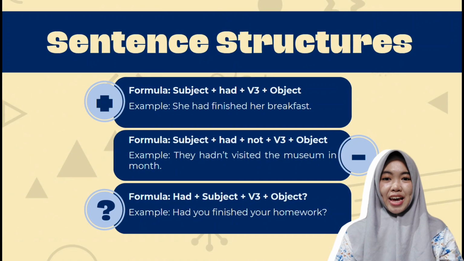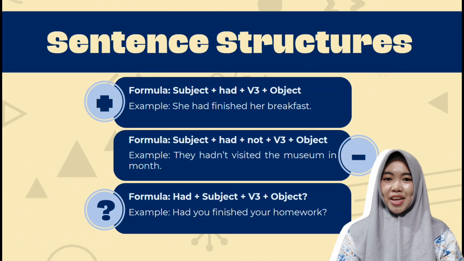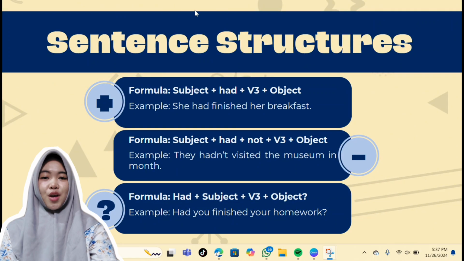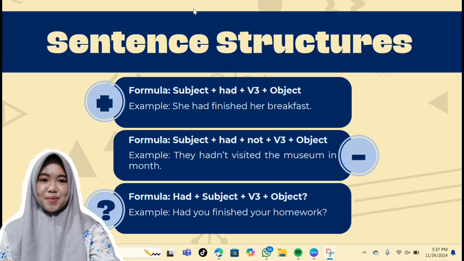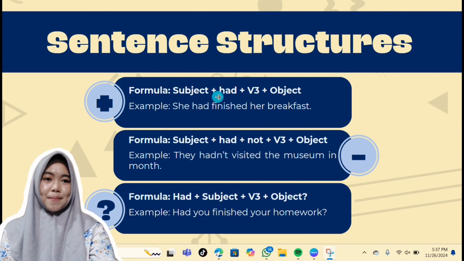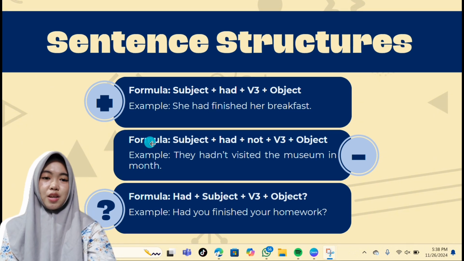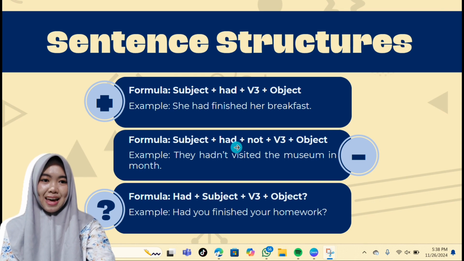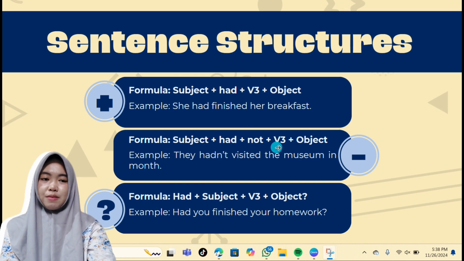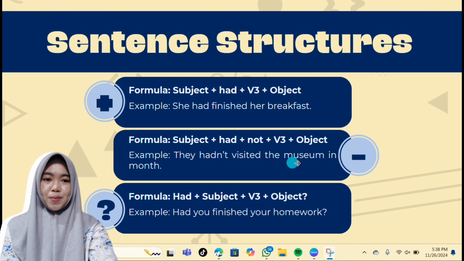Now, let's look at how to make sentences in the past perfect tense. For positive sentences, it's subject plus had plus verb 3 plus object. For example, she had finished her breakfast. Next, for negative sentences, it's subject plus had plus not plus verb 3 plus object. For example, they hadn't visited the museum in a month.